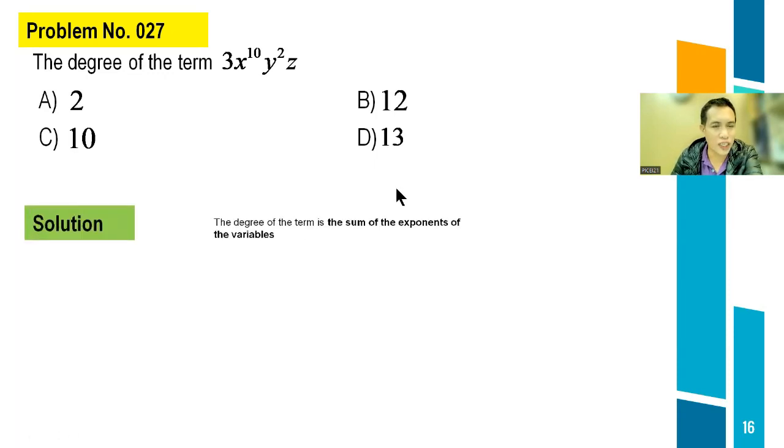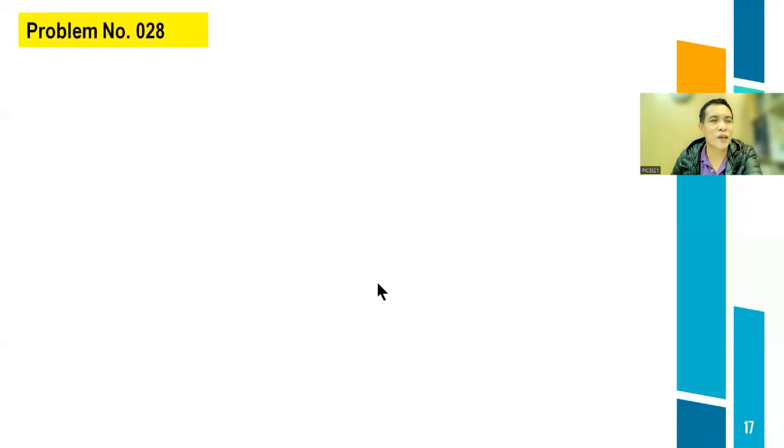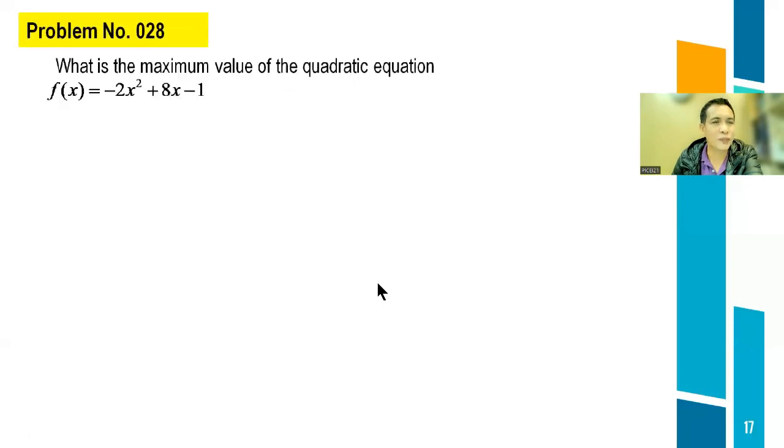For the solution, the degree of the term is the sum of the exponents of the variables. Again, the degree of the term, this is composed of one term, is the sum of the exponents of the variables. We know that our variables here are x, y, and z. So we're going to add their exponents to get the degree of the given term. The sum is 13. Therefore, the degree is 13. Very simple. Let's proceed to problem number 028.